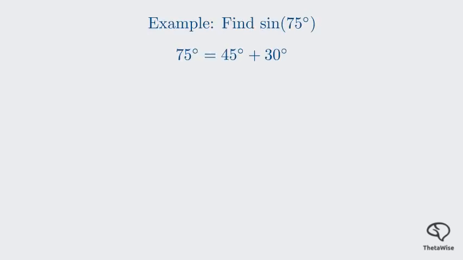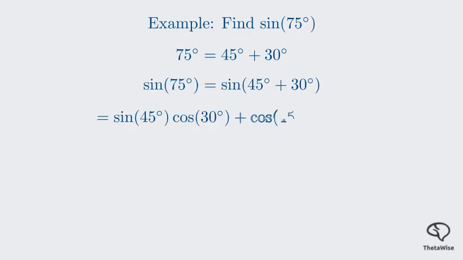Let's put these into practice. Suppose we want to find the exact value of sine of 75 degrees. We don't know sine of 75 degrees off the top of our heads, but we can write 75 as the sum of two angles we do know, 45 degrees and 30 degrees. So we'll use the sine sum formula, with A equals 45 degrees and B equals 30 degrees. The formula is sine A cosine B plus cosine A sine B.